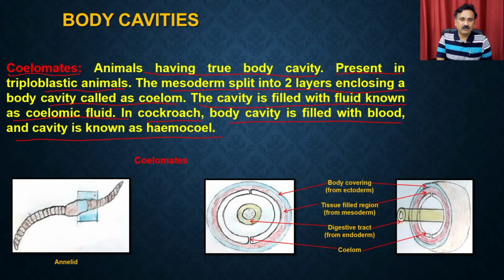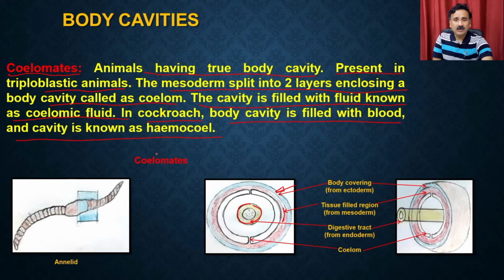So coelomates: if you cut a coelomate, what you're going to see here is the body covering, which is the outer layer, and then it has the tissue-filled region called the mesoderm, and then it has the digestive tract. Outside this digestive tract, what you are going to see is a coelom, or body cavity. So based on the body cavity, the animals are classified according to whether the body cavity is present or absent.